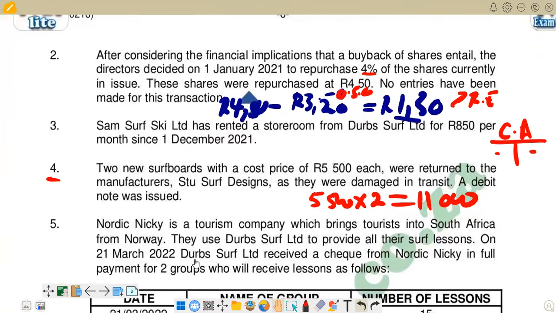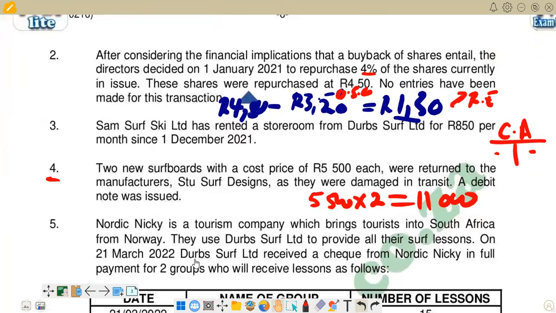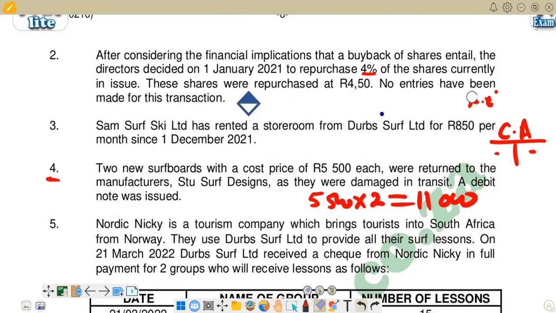Right. That's what we have in terms of rent received. They're saying Safe Ski Limited has rented the storeroom from Dubs Safe Limited for 850 per month since December. So what does it mean? What does it mean now? We now count the number of months that we have from December up to the end of the year.